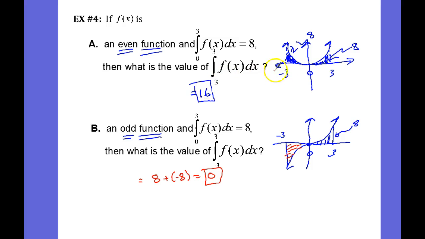So symmetry can help us answer questions about definite integrals and areas. So, even and odd functions.